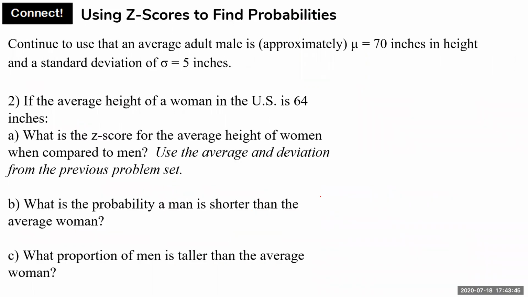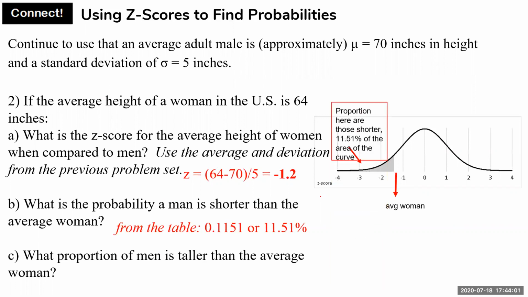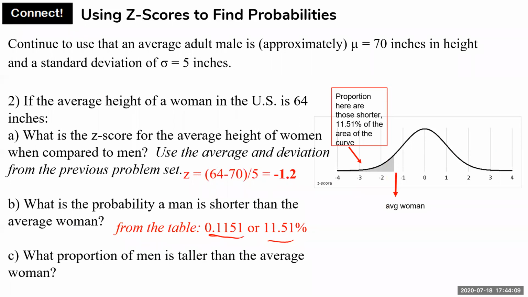Nice. Okay, so here we do more z-scores. So we find a z-score for a woman in the United States with 64 inches, and then we go to the table. What's the probability that a man is shorter than the average woman? So you go to the table with minus 1.2, and you find this is the value on the table. Now, what proportion is taller? Taller, you have to take away from 1 when you use a decimal, and from 100 when you use a percentage, and you get the same answer. Okay, nice.